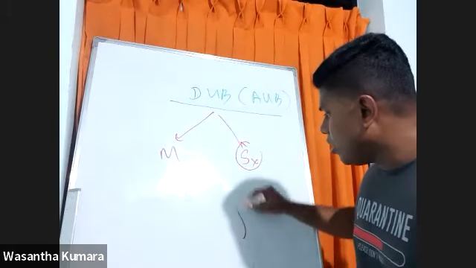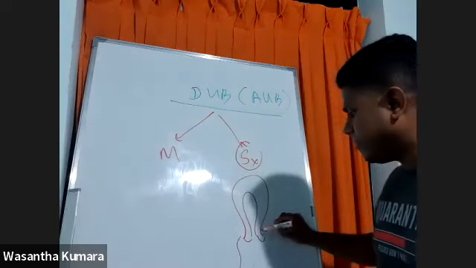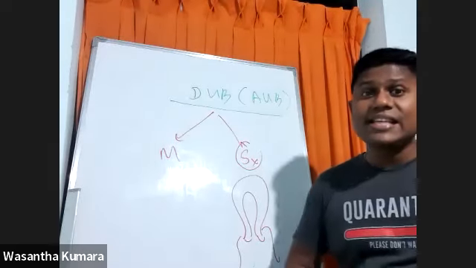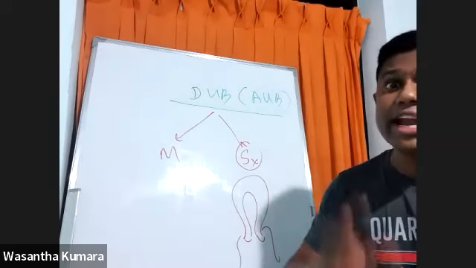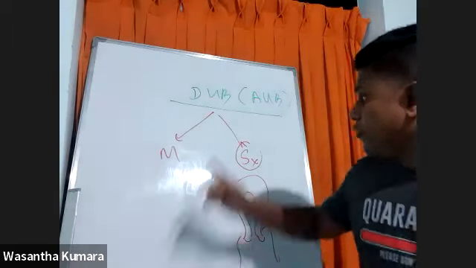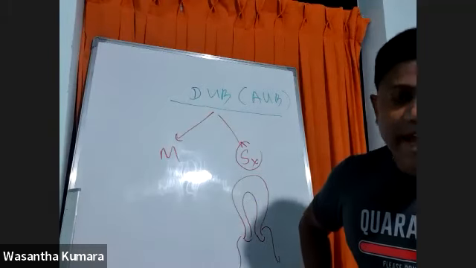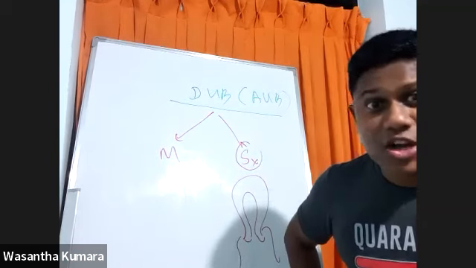Surgically, the last option is hysterectomy. D&C is a diagnostic procedure. It's not a therapeutic procedure. If you want to get a biopsy, that is for diagnostic purposes, you have to do a D&C.